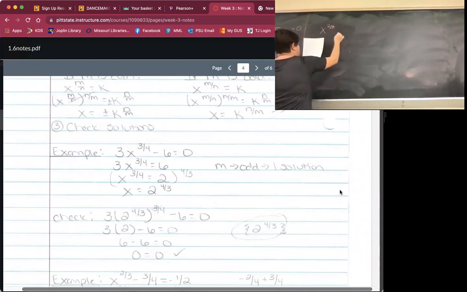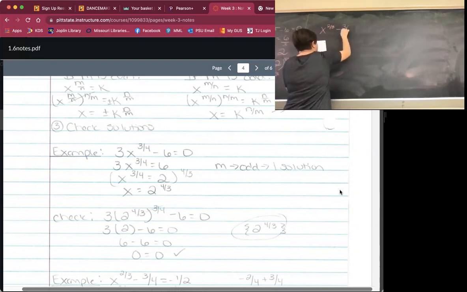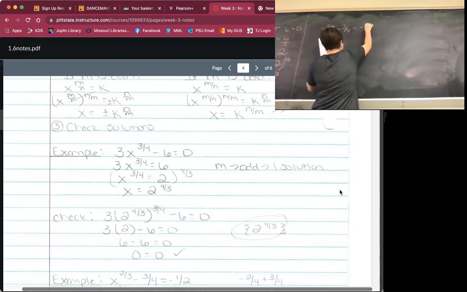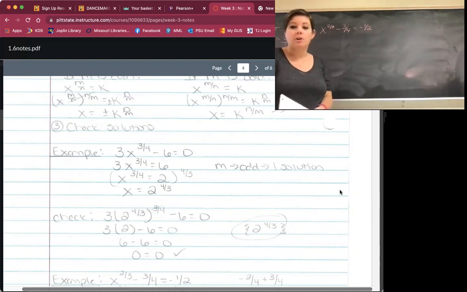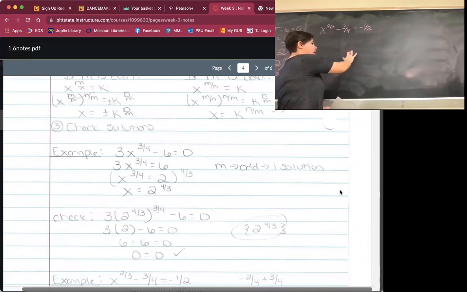X to the 2/3 minus 3/4 equals minus 1/2. So this one's got a lot of fractions in it. If you are not totally comfortable with fractions, go back to chapter P. There's a whole section on fractions, how to add them, subtract them, multiply, divide them. There's also a section on exponents that could be helpful if you really don't like exponents. I do recommend doing that.